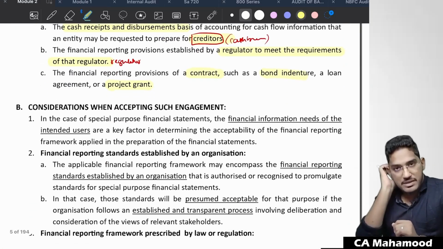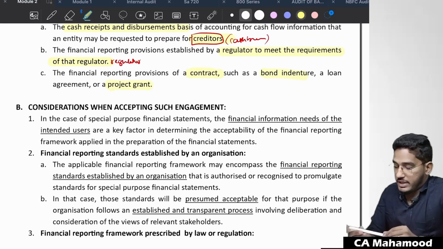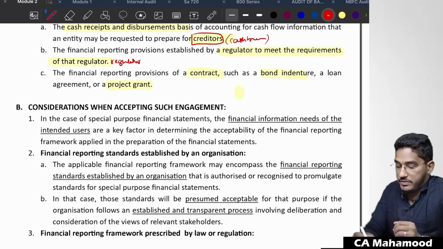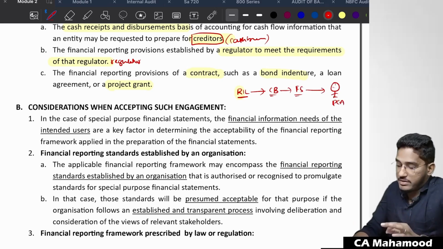So when you are accepting such an assignment, for example, a client came to you. Take the first case only. The client prepared the financial statements on cash basis. Reliance Industries Limited needs a loan from SBI. The banker asked them to prepare the financial statements on the cash basis. So Reliance Industries Limited prepared the financial statements on cash basis, and they approached you. You are a practicing chartered accountant. You are that bakra there.